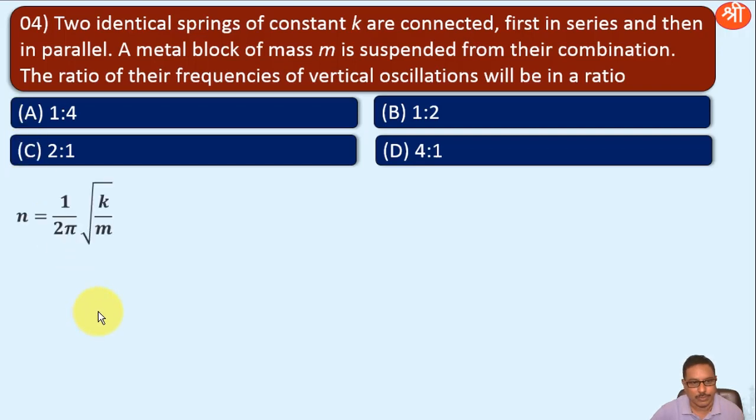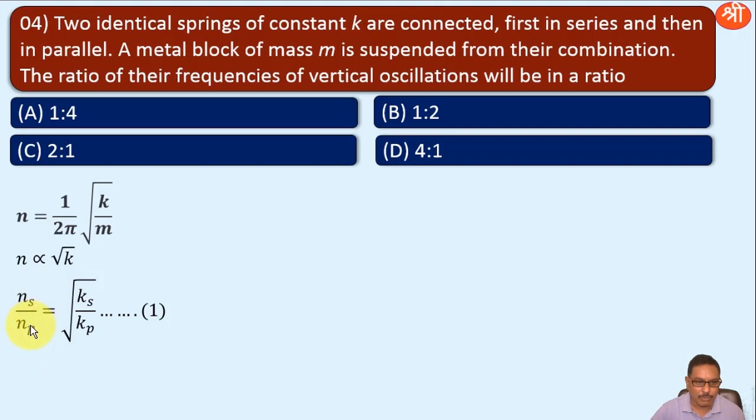How to solve this? We know that frequency of spring mass oscillator is given by the formula n equal to 1 upon 2 pi under root k upon m. When we attach a mass m to the spring and give oscillations, then its frequency is given by this formula, where k is a force constant and m is mass attached to the spring. Now it is clear from this equation that n is directly proportional to root k because mass is constant and 2 pi is constant.